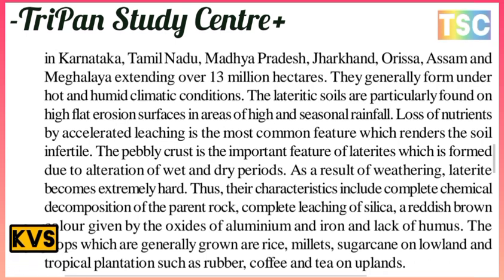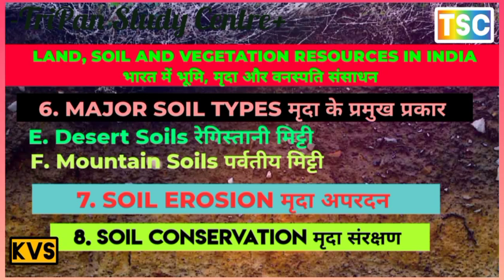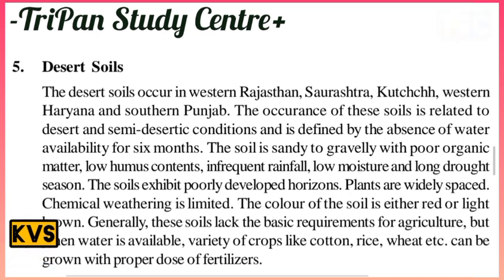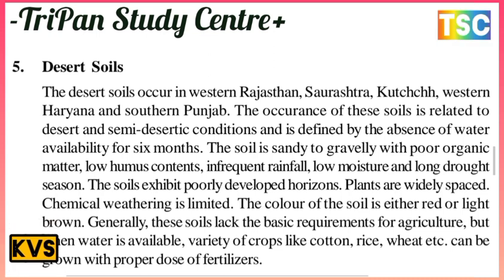There is a most important soil here. There is a growth of rice, sugar cane, rubber, coffee and tea. The next one is desert soil. Desert soil is also important. The desert soil occurs in western Rajasthan, Saurashtra and Kutch, and western Haryana and southern Punjab. This is the most important area here.